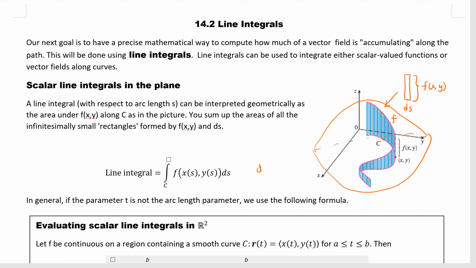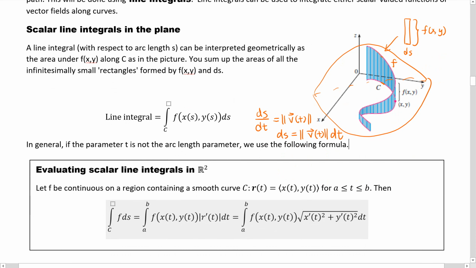Do you still remember what the arc length parameter is? The arc length parameter has the property that the derivative of s with respect to t equals the speed, that is, the magnitude of v of t. That's why ds equals the magnitude of v of t dt. In other words, if we want to use t as a parameter, let's look at the following formula.